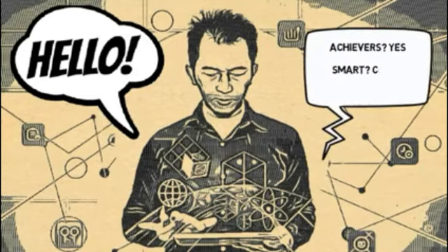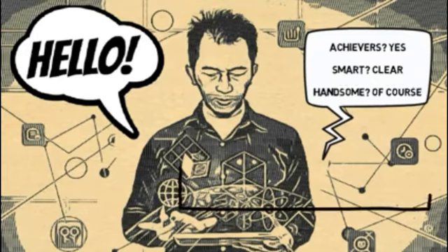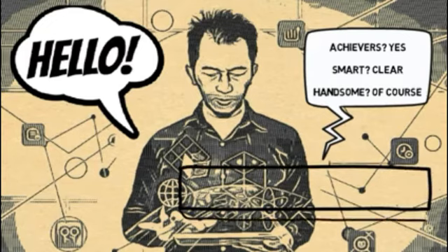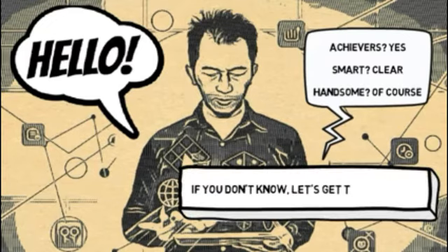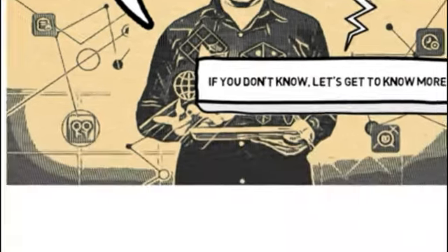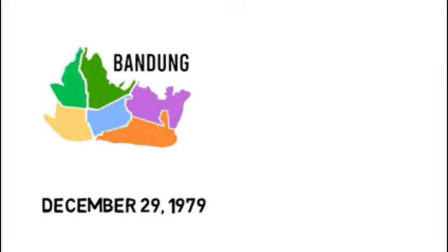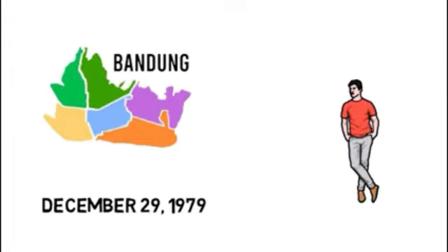Achievers? Yes. Smart? Clear. Handsome? Of course. Yes, that's the figure of Daddy Sulaiman, a favorite lecturer in the English Literature Department. If you don't know, let's get to know more. Daddy Sulaiman was born in Bandung on December 29, 1979.